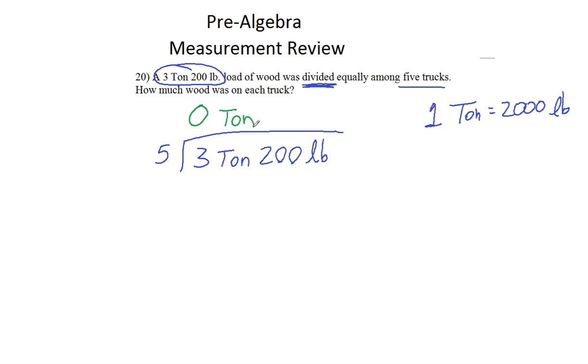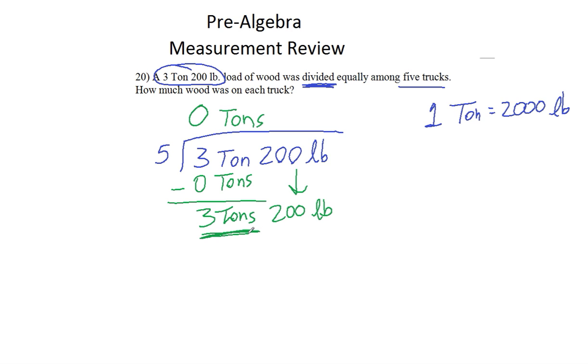But if I carry this through, 5 times 0 is 0 tons. I guess I can say tons, 0 tons. I get 3 tons left over that the 5 won't go into. The 200 pounds is still there also. I can bring that down. And this is where I need to cash in my tons. I want only pounds now. I don't want tons and pounds.